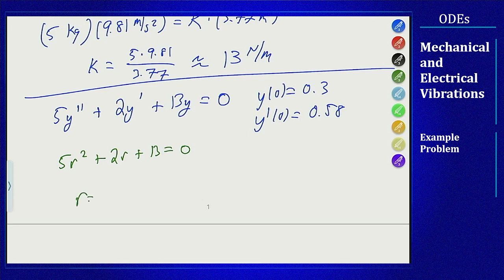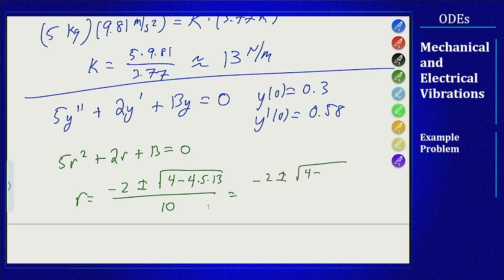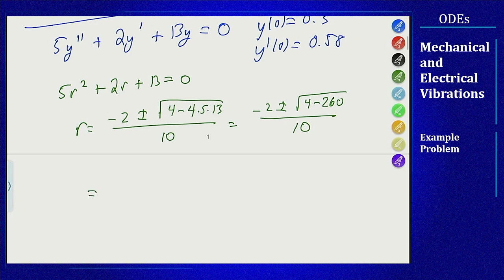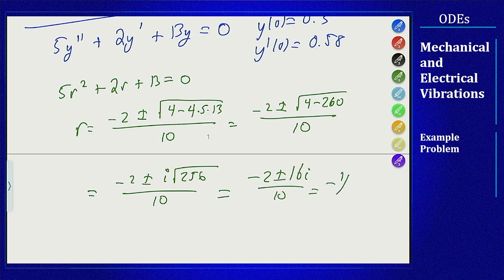So we know that r is negative 2 plus or minus the square root of b squared, which is 4, minus 4 times a times c, 4 times 5 times 13, all over 10. Negative 2 plus or minus the square root of 4 minus, that's 4 times 5 is 20, times 13 is 260, over 10. Inside the square root, I will see negative 256. So I will have negative 2 plus or minus i square root 256 over 10. 16 squared is 256. So this is negative 2 plus or minus 16i over 10, or negative 1/5 plus or minus 8/5 i.